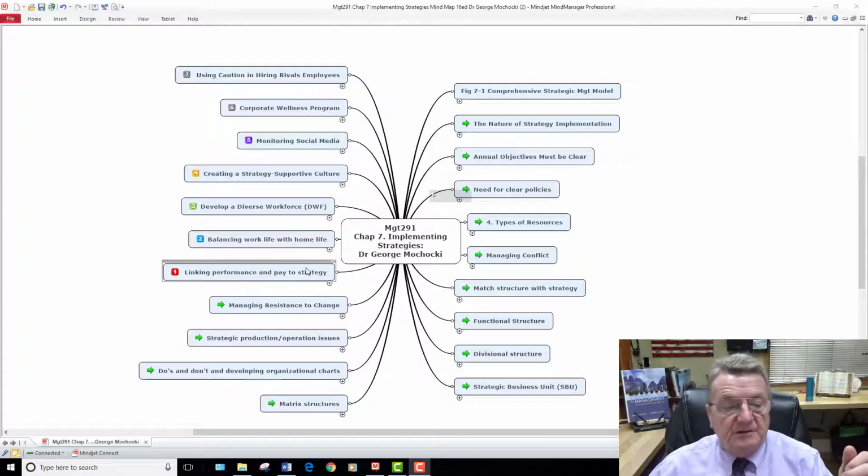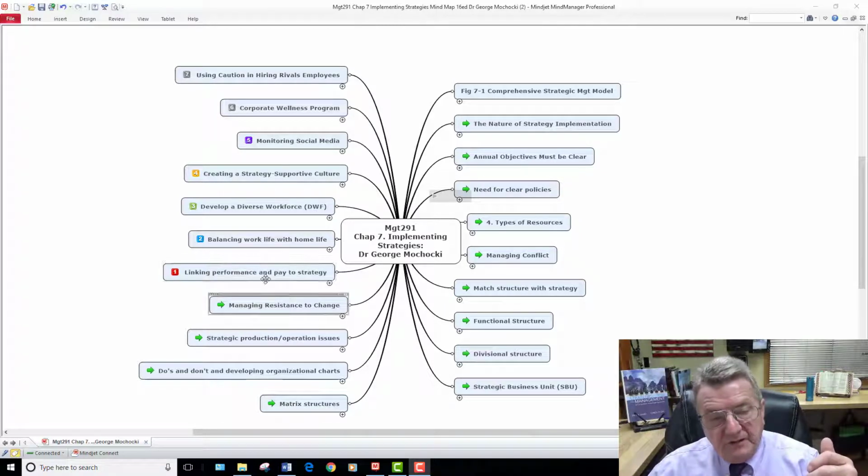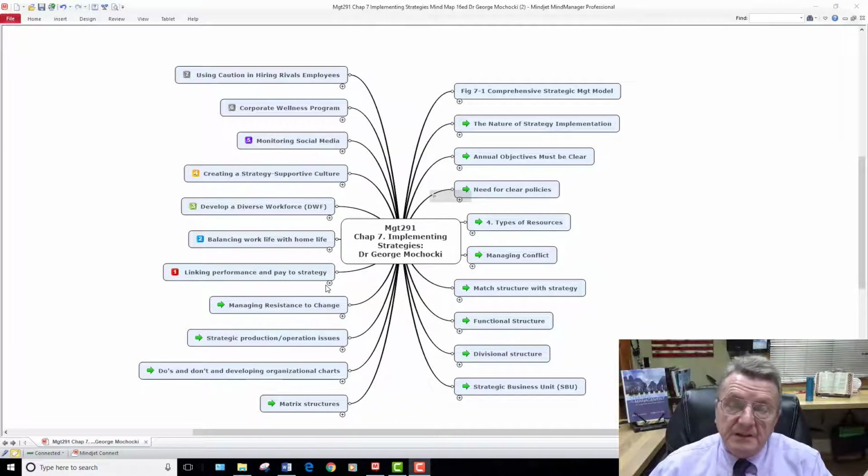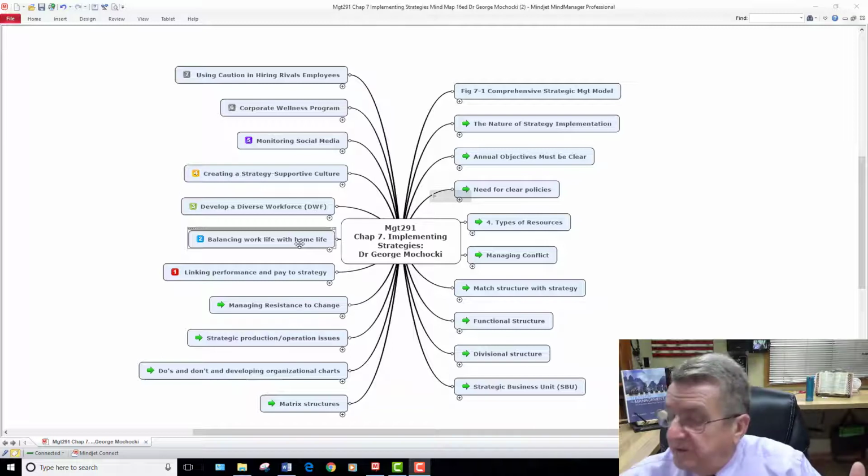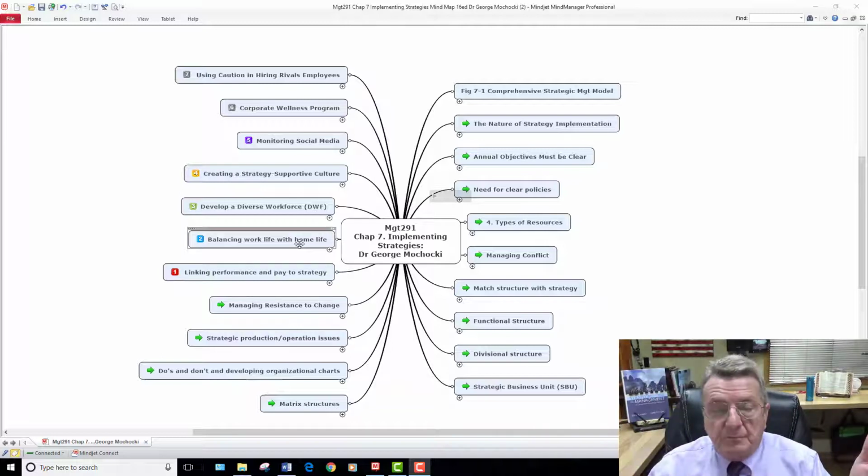All right. And then once you have the strategy, here are the things, strategies to bring in: linking performance to pay to the strategy, balancing work and life and family. A lot of organizations are basically doing that. It's because it makes sense. You can't burn out your employees because they'll leave you, or they're not effective because they're overstressed. It's a balance, okay?